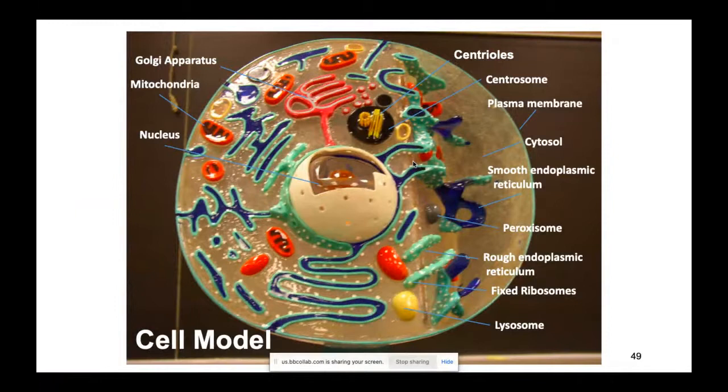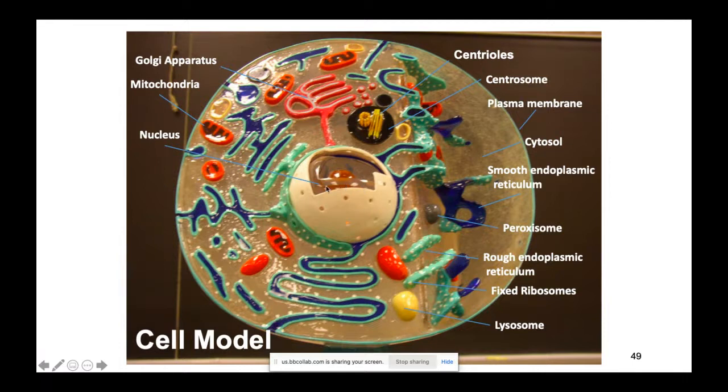Okay, in this video we're going to be talking about the cell. So let's just show you what some of these things look like first, and then we'll get into what some of the functions are. So this is a cell model that I use to teach the different organelles. So all the way here on the outside is the cell membrane. Sometimes they call it the plasma membrane, which remember is a phospholipid bilayer.